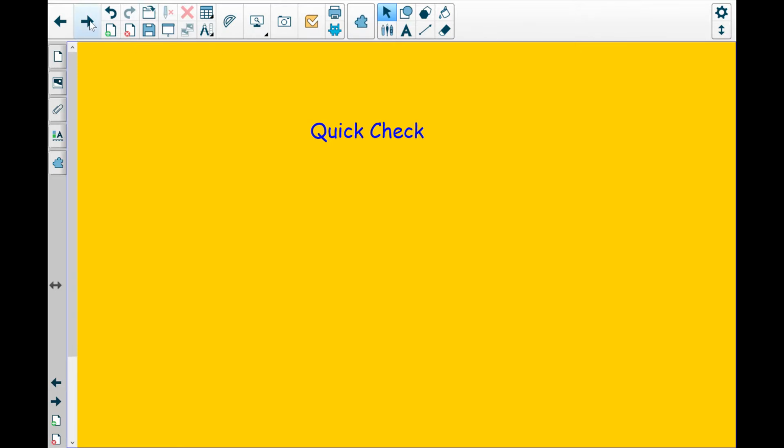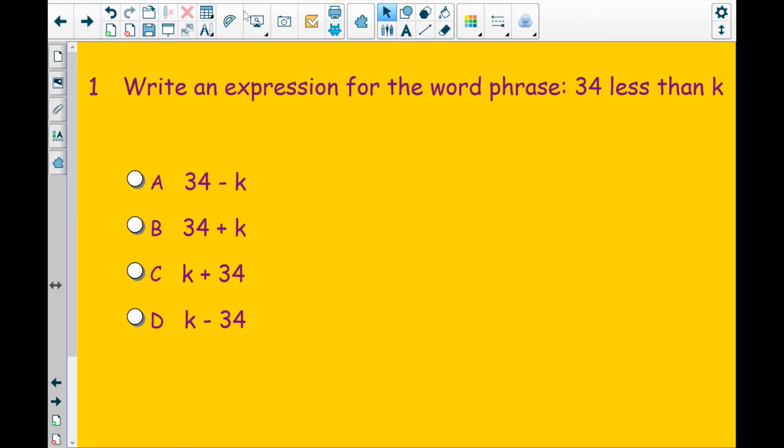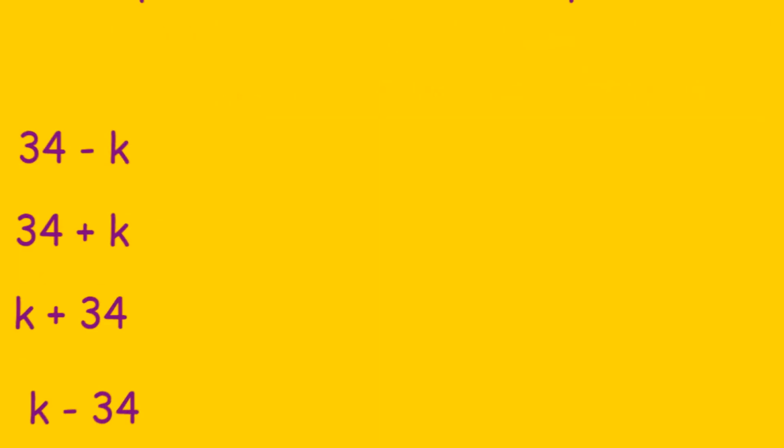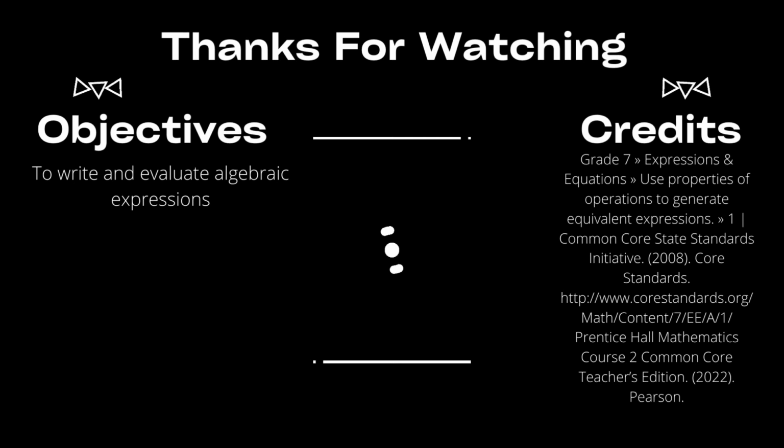Now let's test our understanding. I want you to write an expression for the word phrase 34 less than k. Is it A, B, C, or D? The correct answer is D.